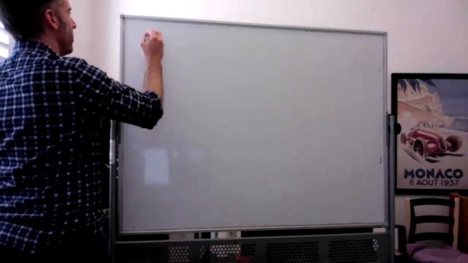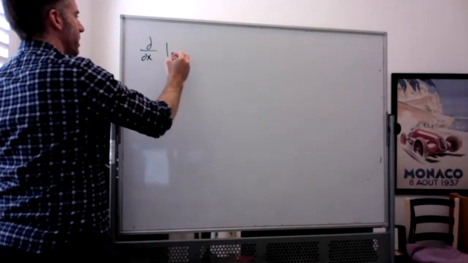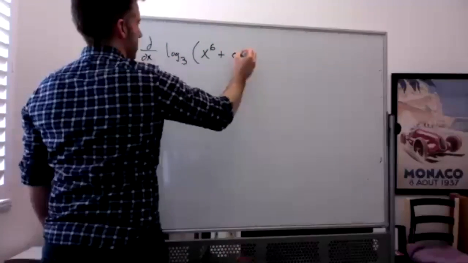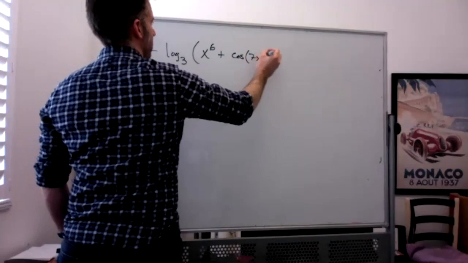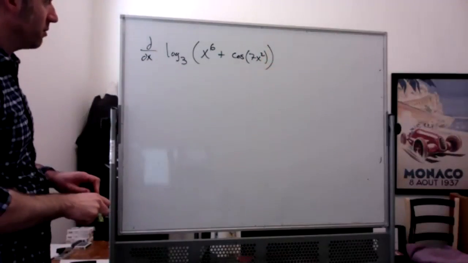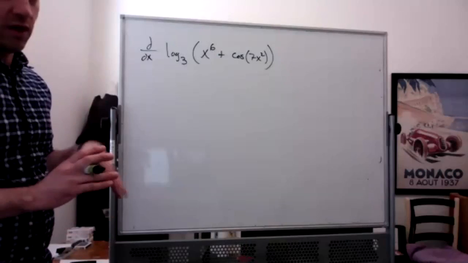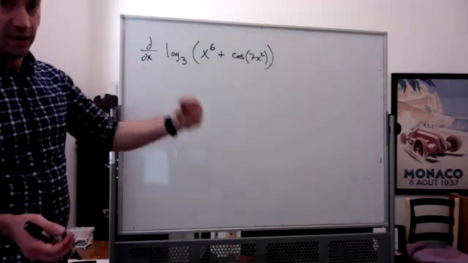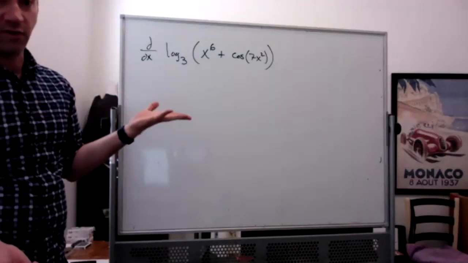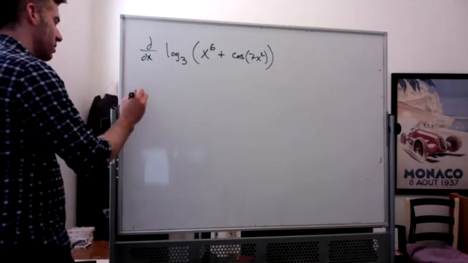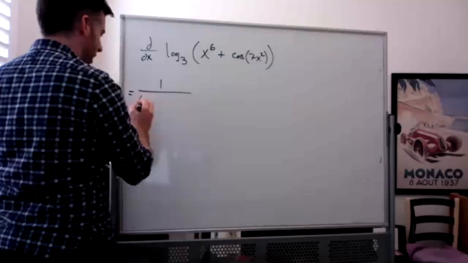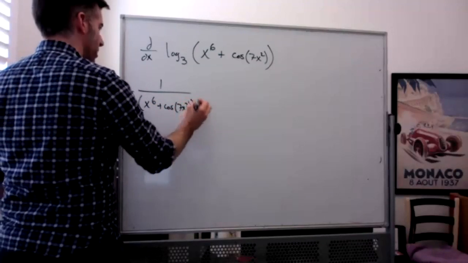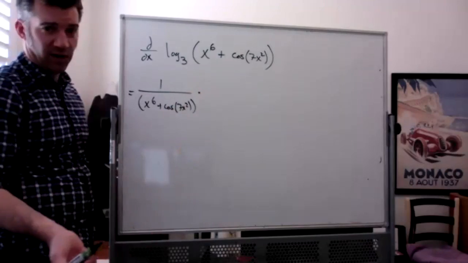Well, let's find the derivative of, say, log base 3 of x to the 6th plus cosine of 7x squared. Okay, so the derivative of log of a thing is 1 over the thing times the derivative of the thing, and then we also have to divide by the natural log of your base, which is the natural log of 3. So I'm going to get 1 over the stuff times the derivative of that stuff, which we can take right away, or we can wait a second.